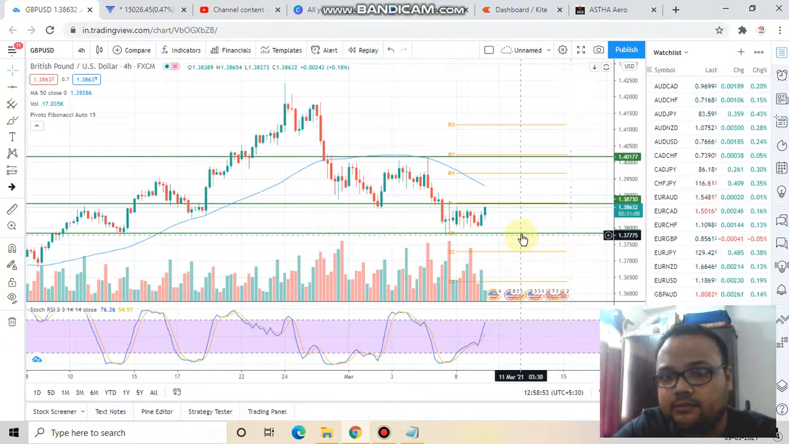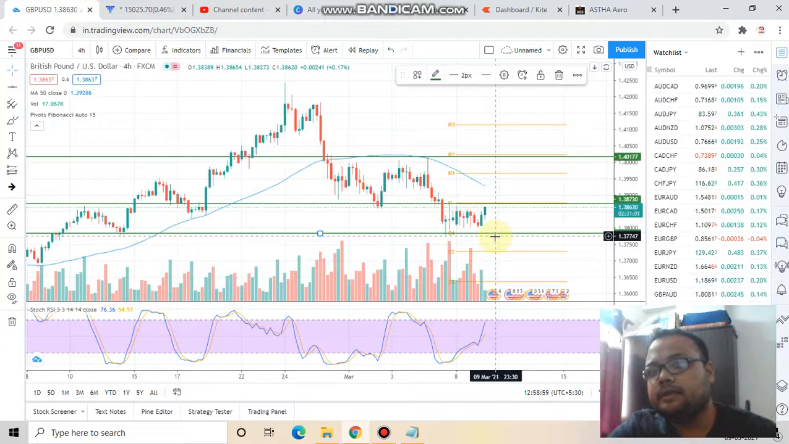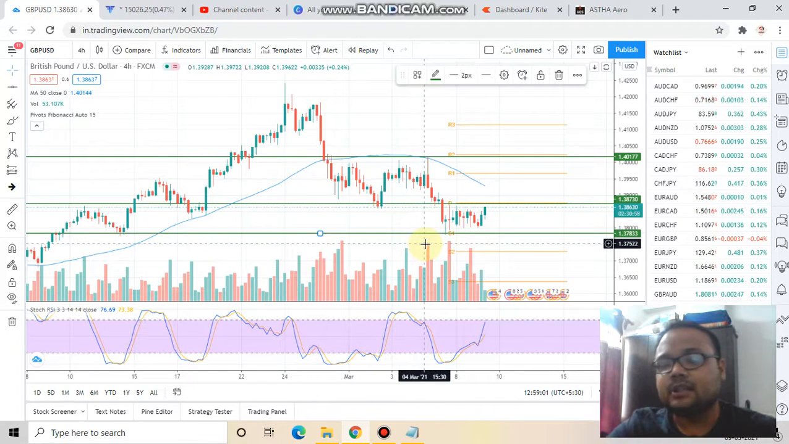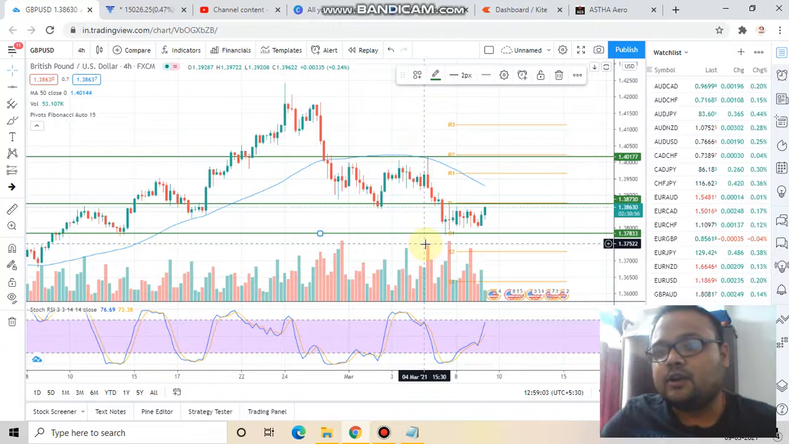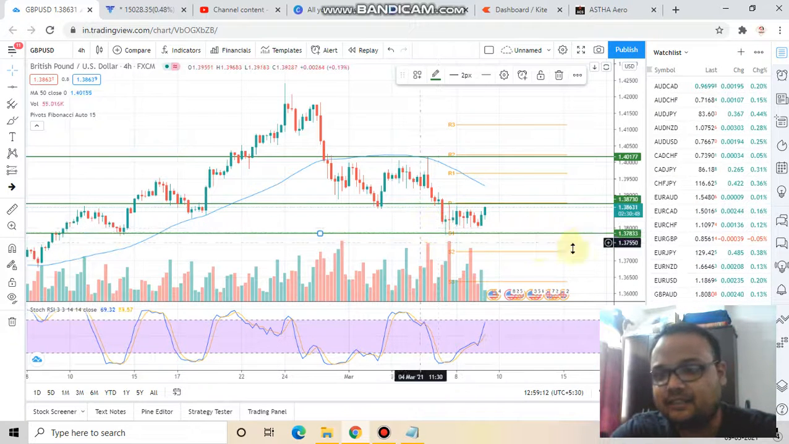So the first line is 1.3783. Okay, this is the first line that I have drawn. This is a present support for the market. Though this support is not that strong, we cannot call it the extreme support for the market. Still, there is some support available. That's why I have marked this with the help of this green line.